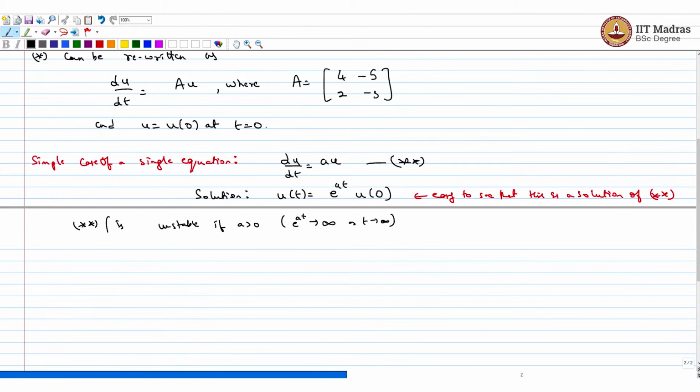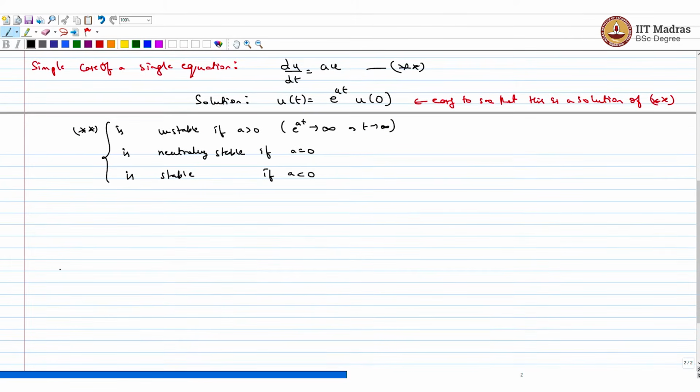Now, there is the case called neutrally stable. This is not really needed for this course, and the third case is stable. This is the most interesting case, if a is less than 0, because the solution goes to a constant, because e power a t becomes constant in that case.